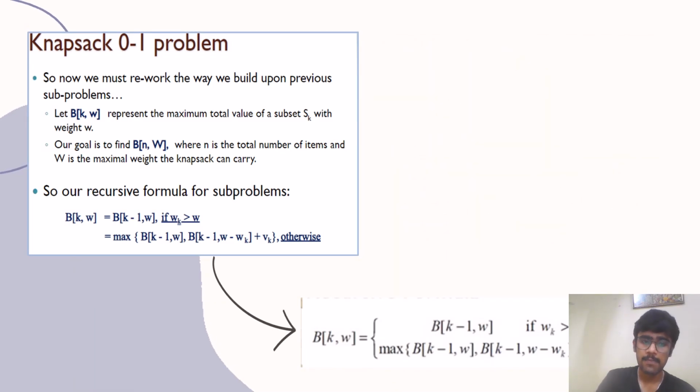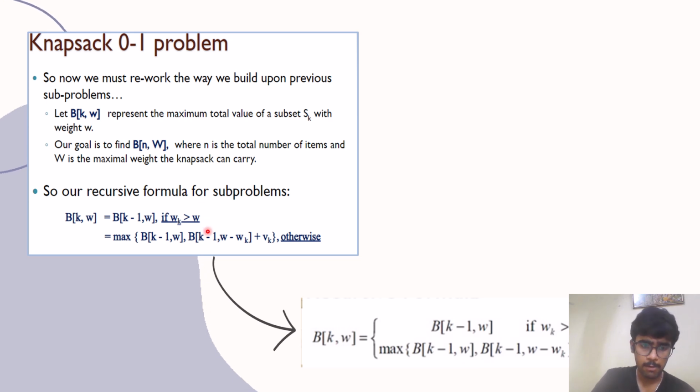In previous slides, we have seen that we either need to include or exclude a given item, but we are not storing the result inside any table or matrix in order to reuse it when the same subproblem occurs. So now we will construct a table and store the result of that particular subproblem so that I can reuse it when the same subproblem occurs again. The main goal is to find B(n, W), where n is the number of items and W is the maximum weight of the knapsack.